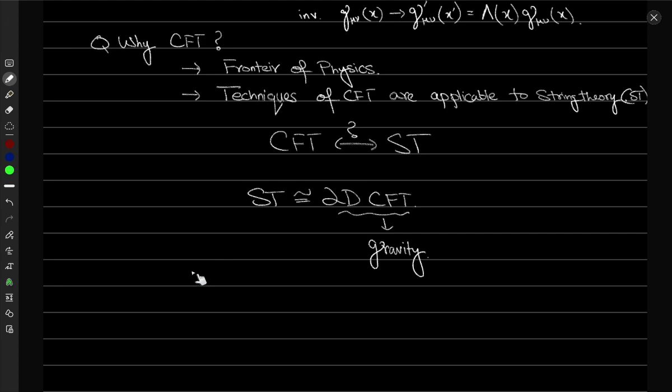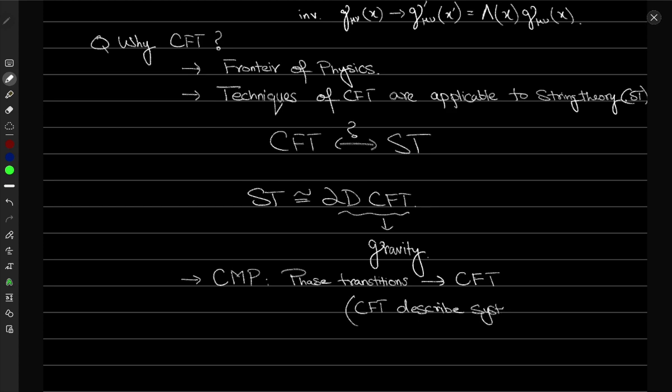Moreover, another use of conformal field theory is in condensed matter physics, right? Condensed matter physics also uses conformal field theory in multiple ways, and one of the ways is that in CMP you have something called phase transitions, right? And these phase transitions can be studied using the techniques of conformal field theories. Another way of saying the same thing is that CFTs will describe systems near criticality.